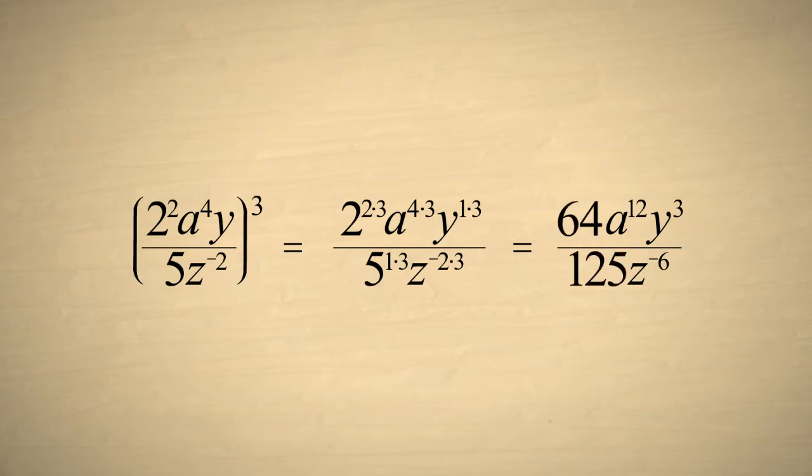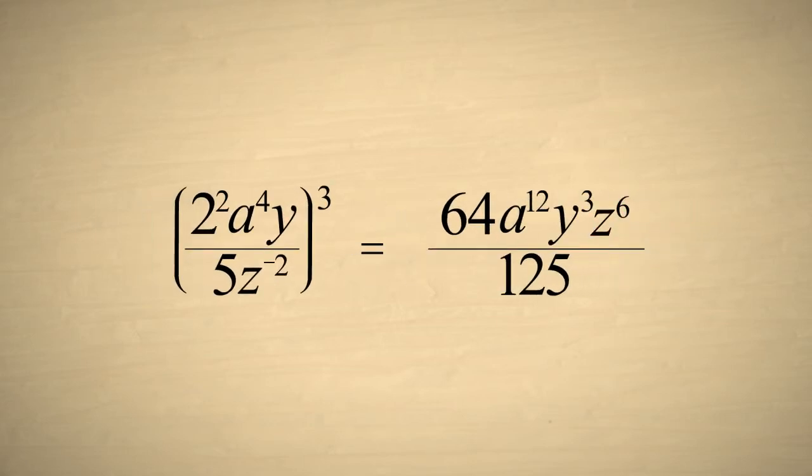As a last step, we can move the term with a negative exponent from the denominator to the numerator and change the sign of the exponent to positive. We have now written this expression in its simplest form.